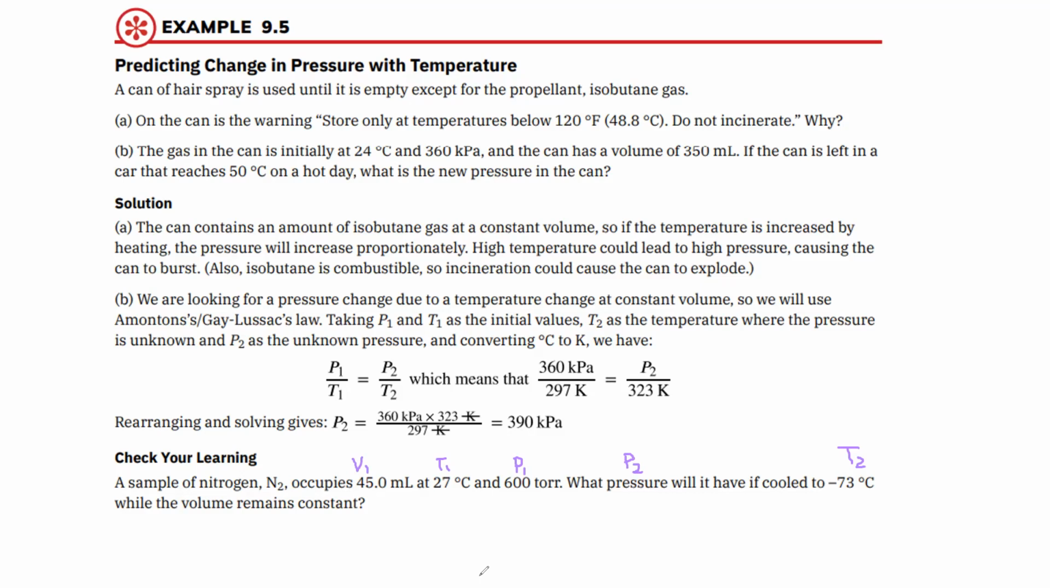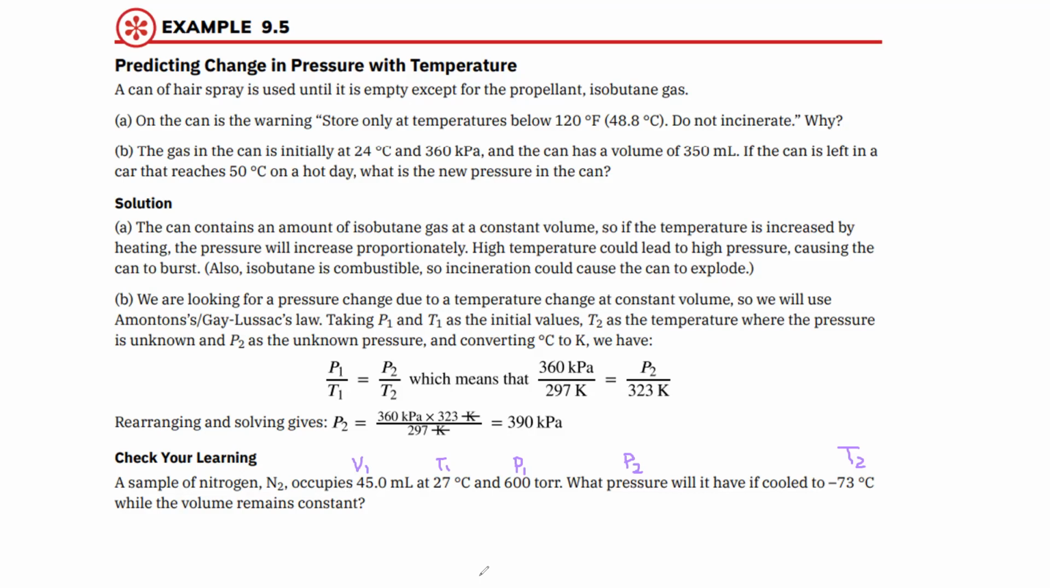But with this one, again, it's not asking for a specific pressure unit, so I would just solve for it in torr, since that's what we have the initial one in. But remember, we just have to convert these temperatures from Celsius to Kelvin. So instead of 27 degrees Celsius, we'd plug in 300 Kelvin. And instead of negative 73 degrees Celsius for T2, we would just plug in 200 Kelvin in that case. So we'd have 600 over 300 is equal to X over 200.